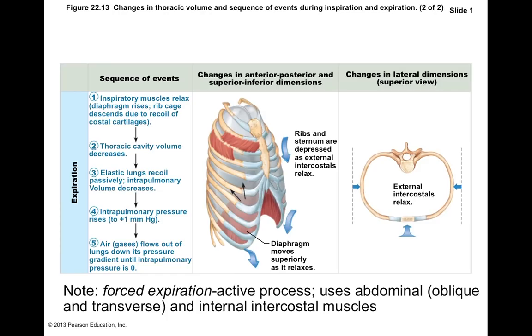Decrease volume, right? So if you decrease the volume of your thoracic cage, what does that do to pressure inside your lungs? Increases the pressure. So then air flows from high pressure to out, right? Good. Low pressure atmosphere. Awesome.